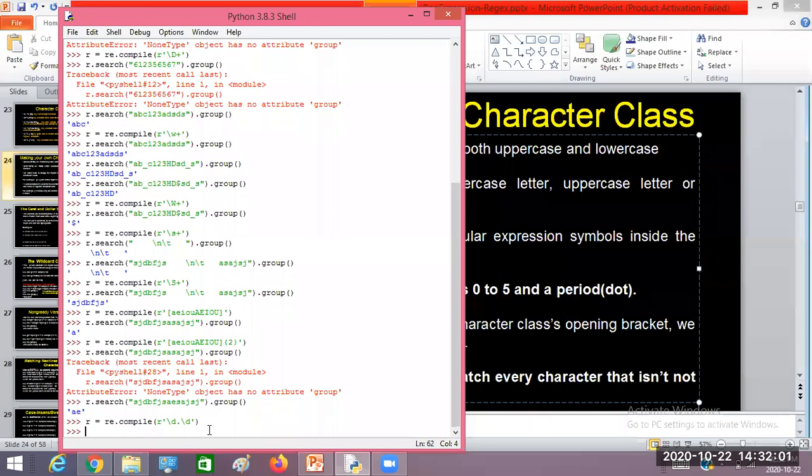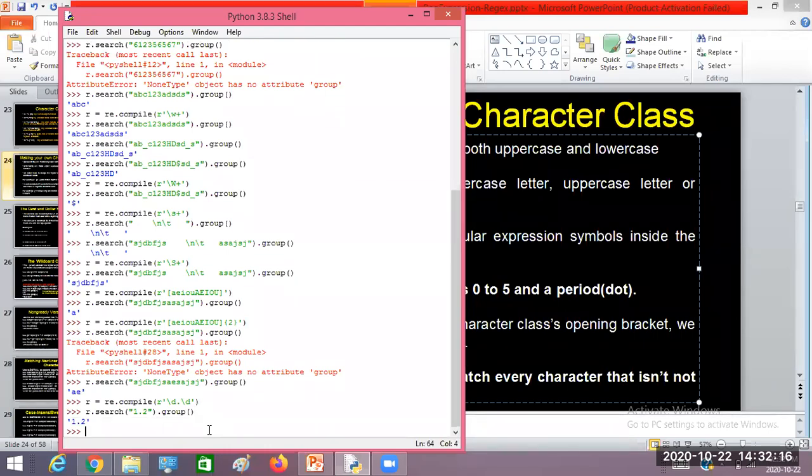Look at an example now. I'll write 1.2. As per my pattern written, this is supposed to work. But look at what's happening here now. 1.2, right?